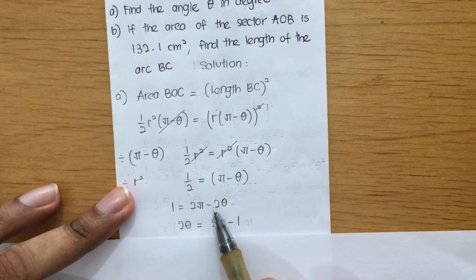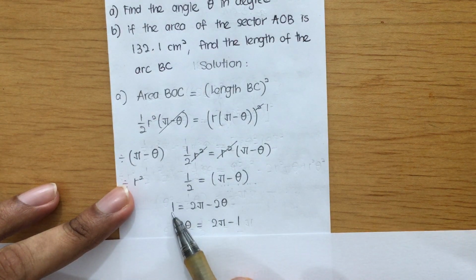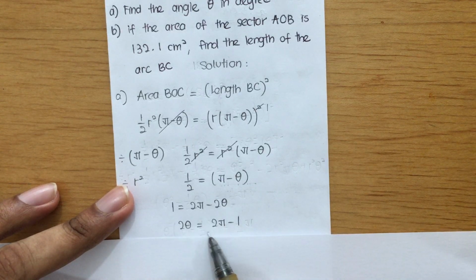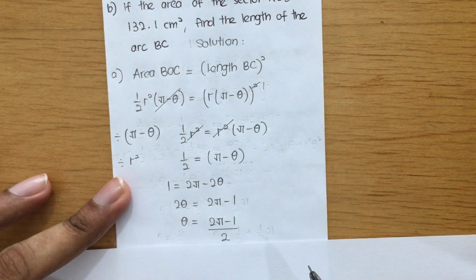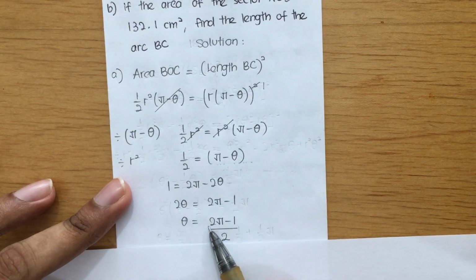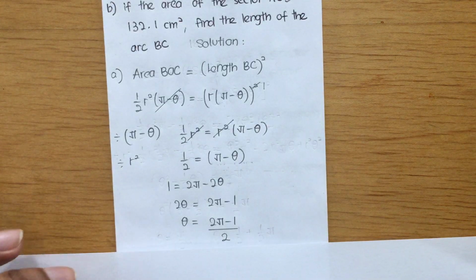And then you bring the negative 2 theta to the left hand side, and you bring the 1 from the left hand side to the right hand side. So you'll get 2 theta equals to 2 pi minus 1. Okay, so to find theta is very simple, equals to 2 pi minus 1 divided by 2. Okay, let me show you in the calculator guys.